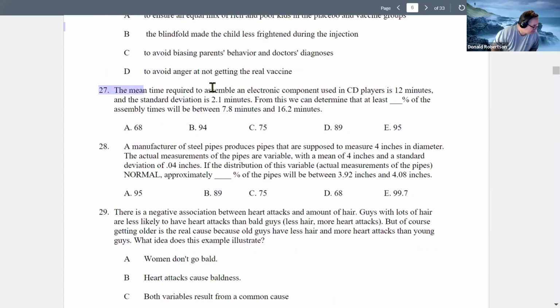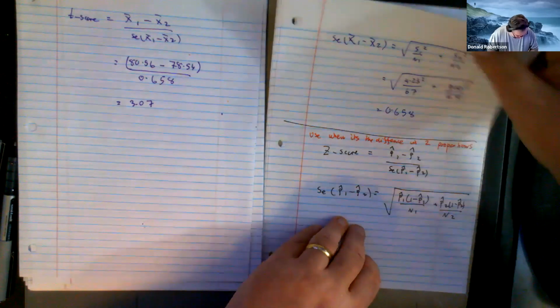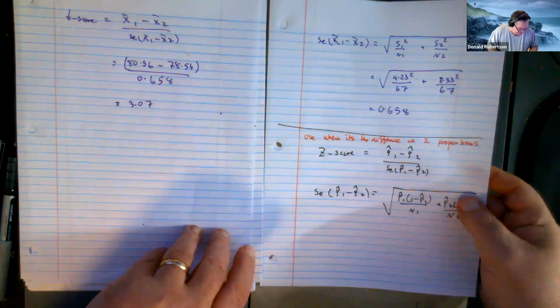So it says the mean time required to assemble an electronic component used in CD players is 12 minutes, and the standard deviation is 2.1 minutes. From this, we can determine that at least, and it's an unknown percentage, of the assembly times will be between 7.8 and 16.2. So that's the question. Now let me show you, because it's quite visual, how you would come up with the answer. This is that 68, 95, 99.7 rule being used in a different way.